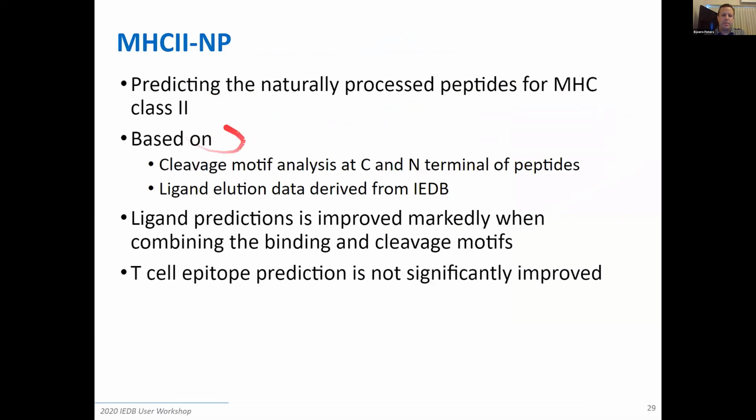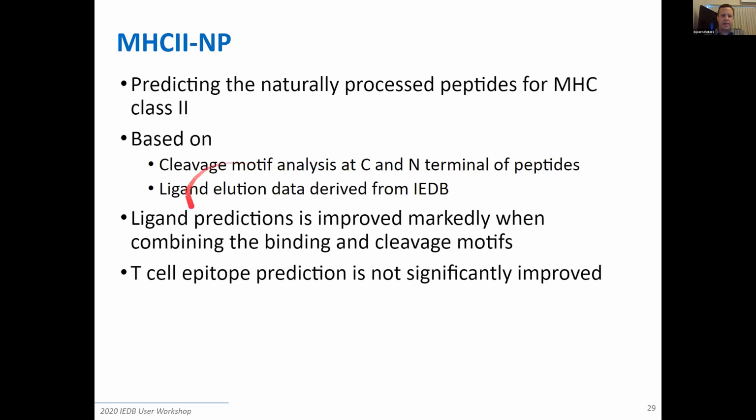As I said, this is based on cleavage motifs that were identified by analyzing what kind of ends we see, what kind of C- and N-terminal residues and motifs around them we see from peptides that are eluted from cells. Eluted from cells means they are found on an MHC class 2 molecule that is presented on the surface of an antigen-presenting cell. So the assumption is that all those molecules that end up there were cleaved to liberate those peptides from an exogenous protein.